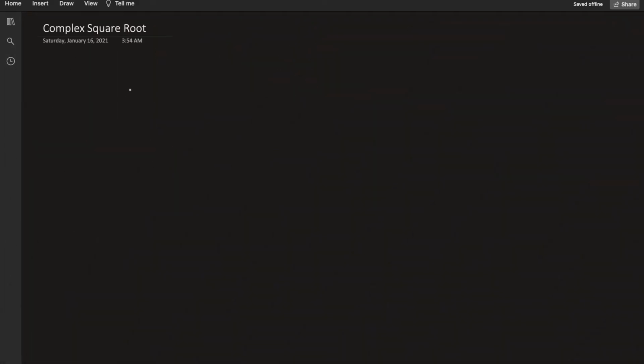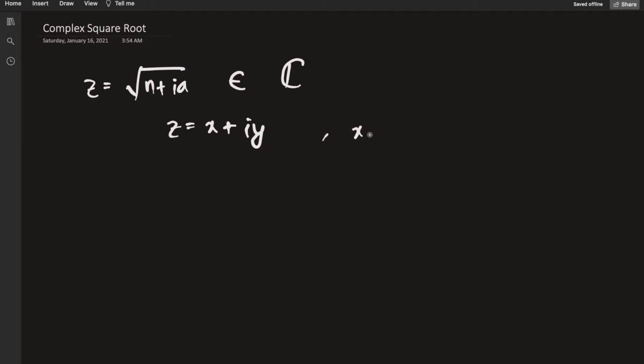Okay, our motivation for existing on this page at least is finding the square root of this number. So, well, this number is a complex number, so it belongs to the complex plane C. And since it belongs to the complex plane, we can express this, if you call this z, as x plus iy, where x and y are real numbers.